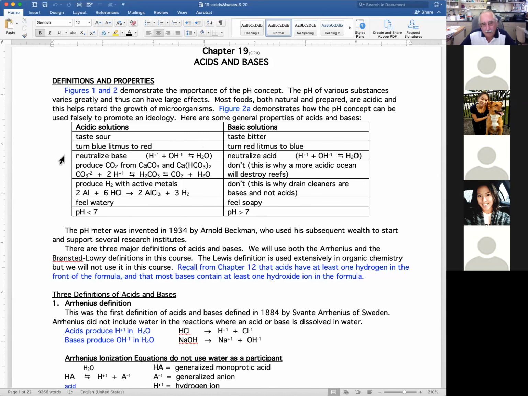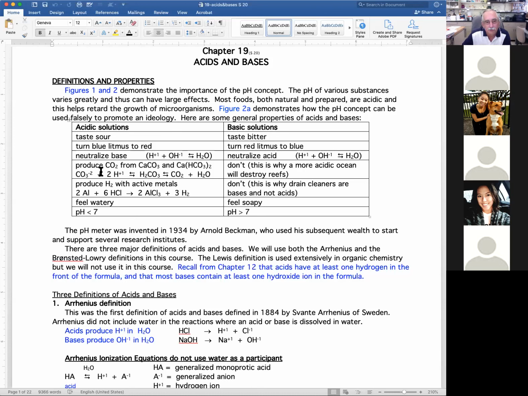Acidic solutions neutralize base because of this reaction right here. Basic solutions neutralize acid. So go back to the sessions that we covered on acid-base and neutralization reactions, and this is simply a review of that.